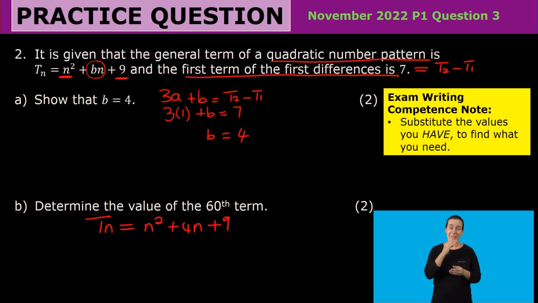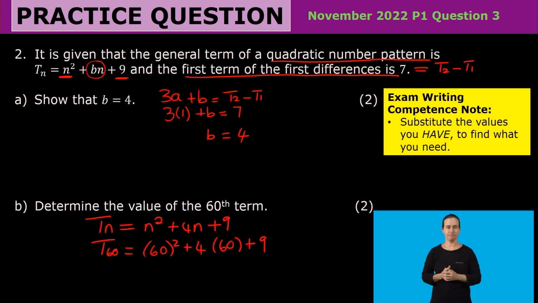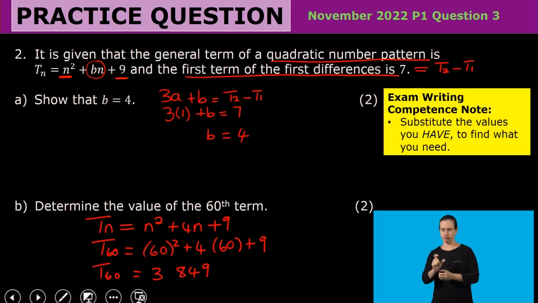That means you can continue to answer the other questions as well. So we are going to substitute 60 in the place of n, since we are looking for the 60th term, meaning the term number is given to us. So that is 60 squared plus 4 multiplied by 60, and we are going to add 9. That is the 60th term, which will be equal to 3,849.